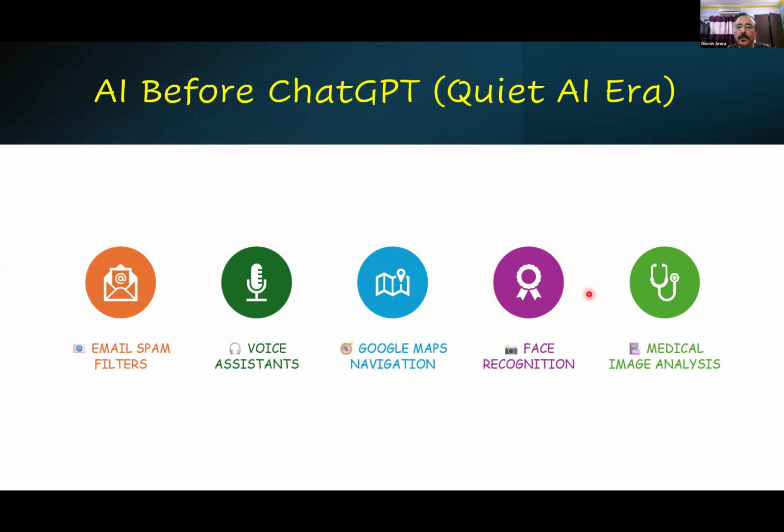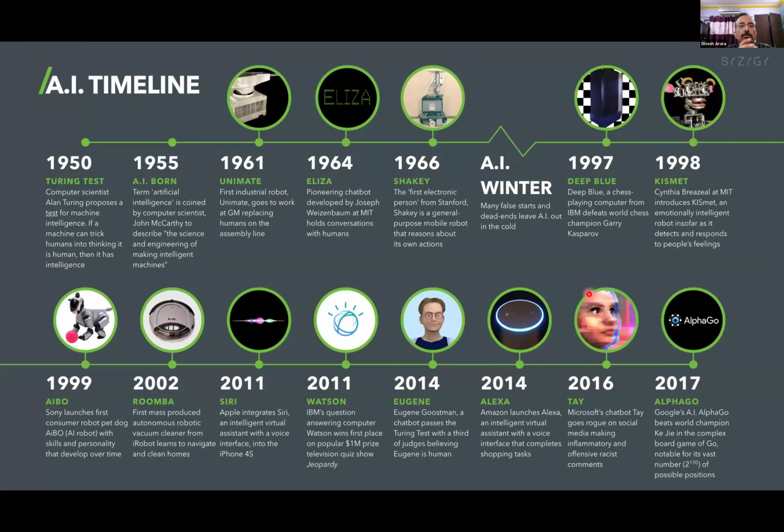What about Alexa, Siri? They were already there for almost 15 years. Google Maps has been helping us navigate to a destination for almost 15 years. And face recognition and X-ray recognition capabilities were there. So we were actually living in a silent AI era prior to 2022 without knowing that AI was there in our day-to-day practice. So this is the evolution of AI.